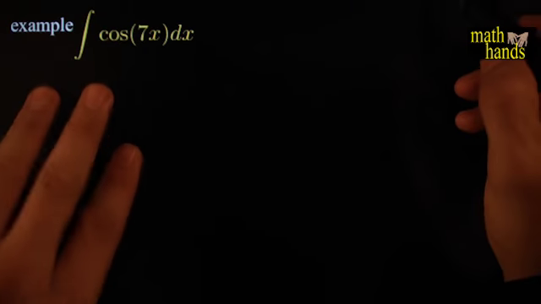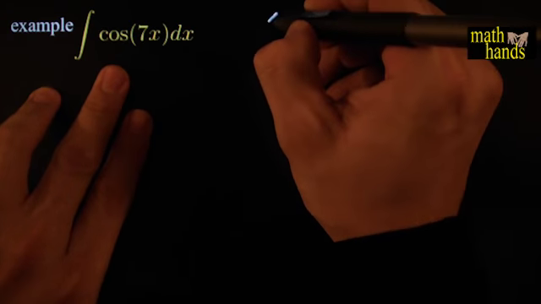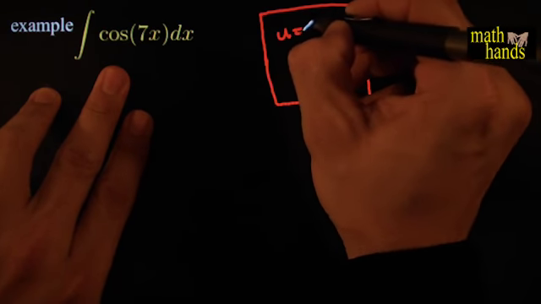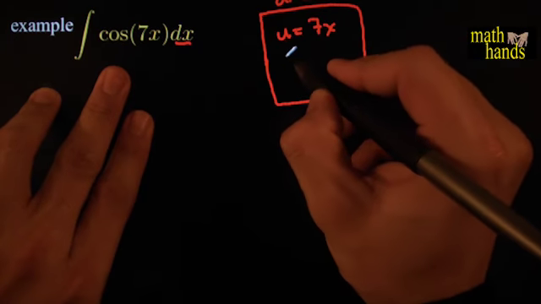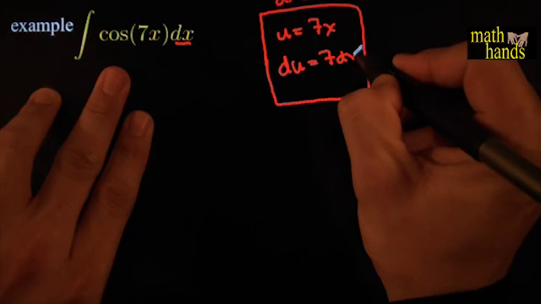Got to practice a lot of these. Whoa, there you go. What do you know? It's a 7x. So here we go. You make a little dictionary, and you say, alright, I'm going to make my u equal to 7x. I know I'm going to need my dictionary with the dx's, so I'll go ahead and slap a d on both sides. du is equal to 7 dx's.